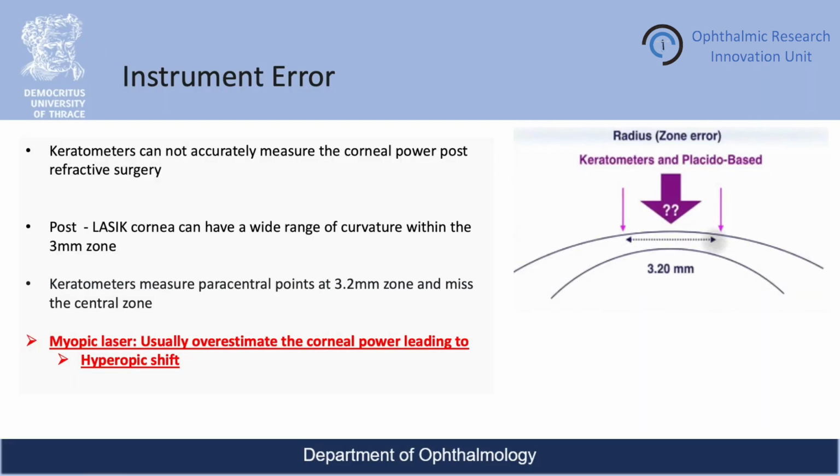So, coming to the third source of error, the instrument error, we know that keratometers measure the paracentral points at a 3.2 mm zone and they miss the central zone, so they are not able to measure accurately the post-refractive surgery central corneal power. This usually leads to overestimation of the corneal power and hypermetropic shift in cases of myopic refractive correction, and the opposite in cases of hyperopic correction.